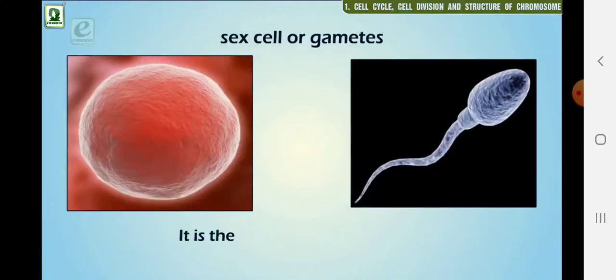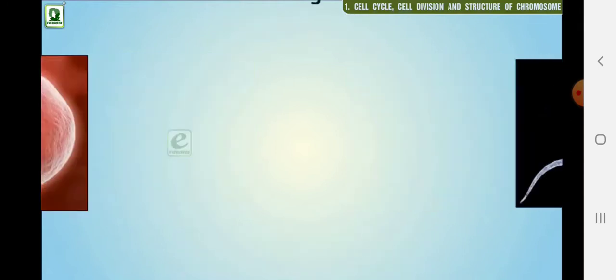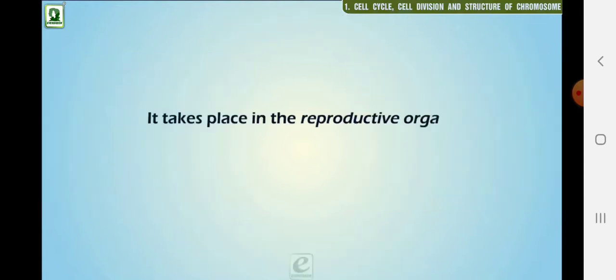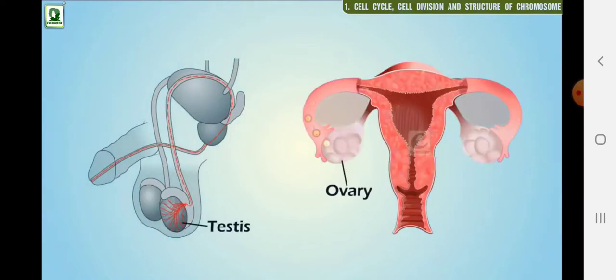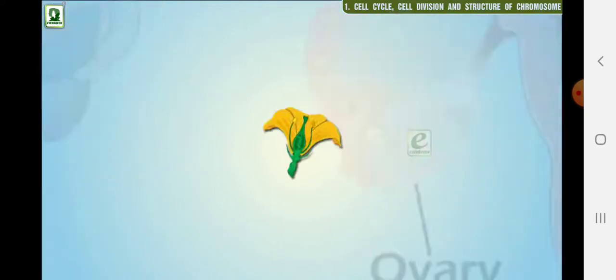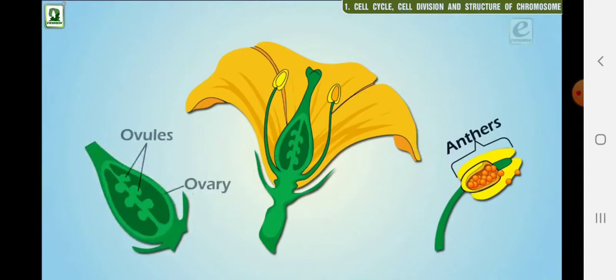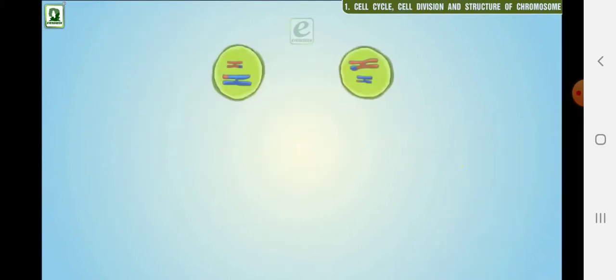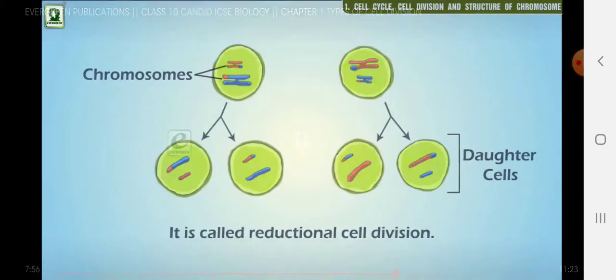Meiosis. It is the kind of cell division that produces sex cells or gametes. It takes place in the reproductive organs, that is, testes to produce sperms and ovary to produce egg or ovum in humans. In plants, it takes place in anthers to produce pollen grains and ovules in ovary to produce egg or oosphere. The number of chromosomes in this type of cell division is reduced to half in the daughter cells. Hence, it is called reductional cell division.